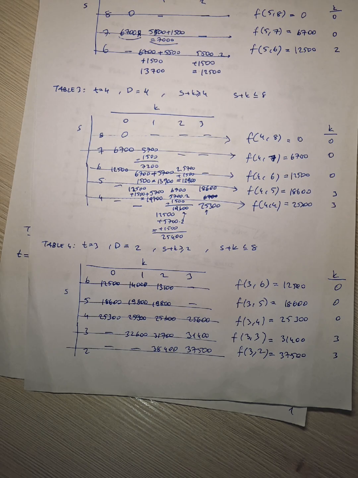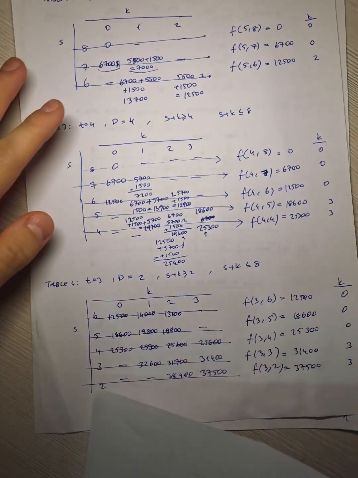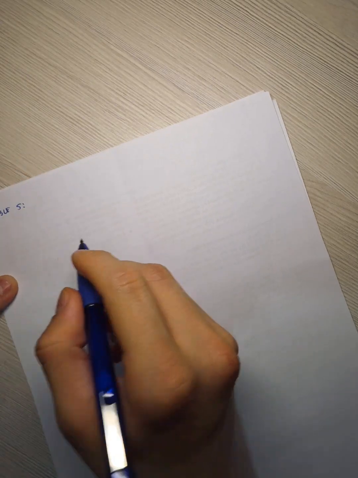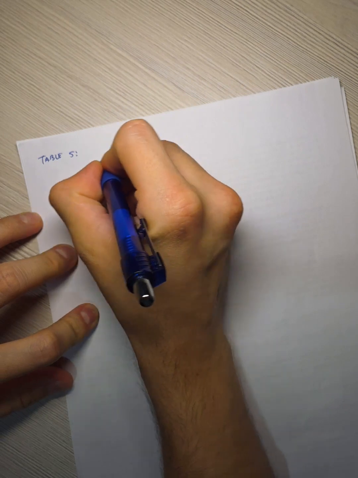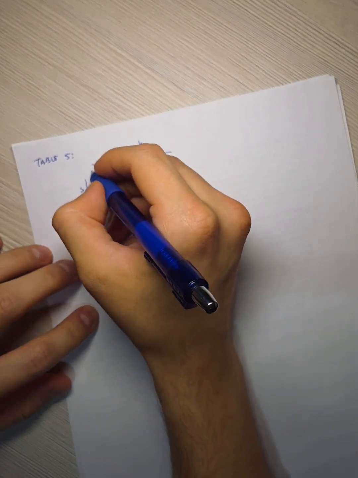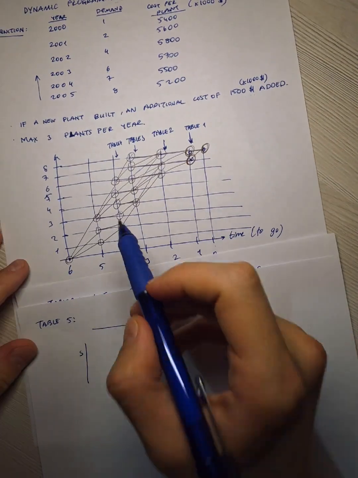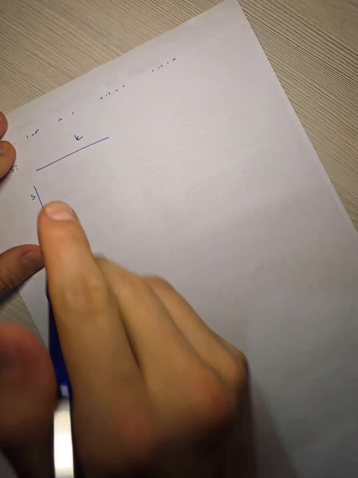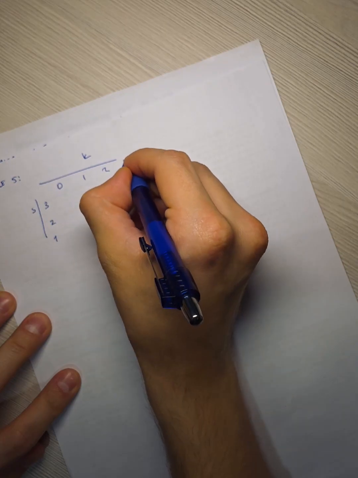Okay, I will find clean paper, almost clean paper. Let's fill table 5 and then 6. Okay, I will speed up here. So let's see the states. So table 5 is here, 3, 2, 1. So we can build 0, 1, 2, 3.